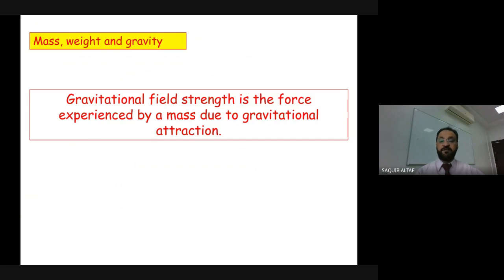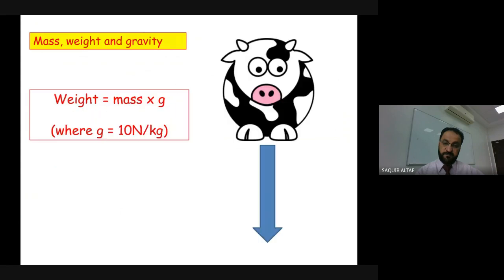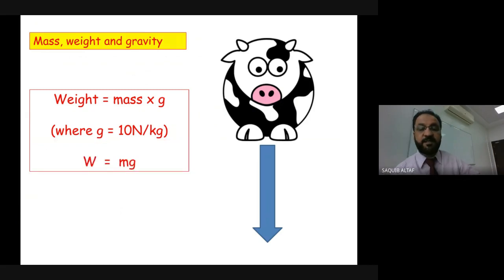And gravitational field strength is the force experienced by a mass due to gravitational attraction. And weight is the term we use for the Earth's gravitational force on an object. Let's see now. Say this is an object, its weight is downward. So if you want to calculate its weight, if you have the value of mass, you will just multiply by 10. The formula for the weight is now mass times gravity.